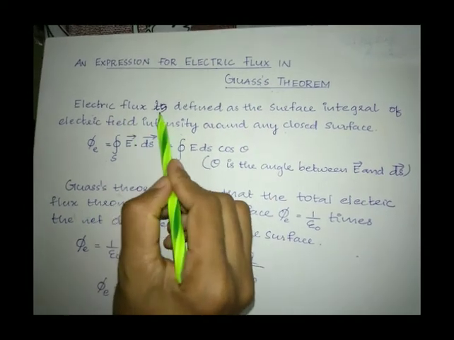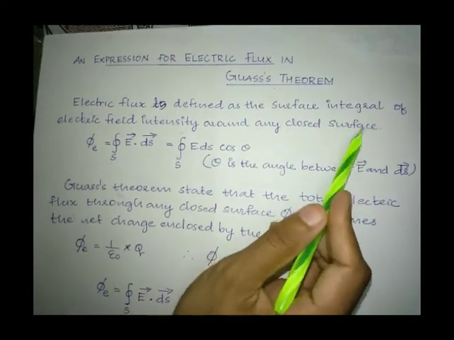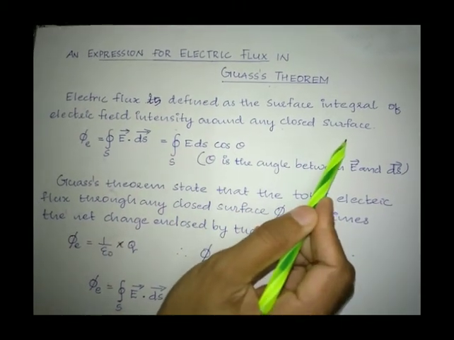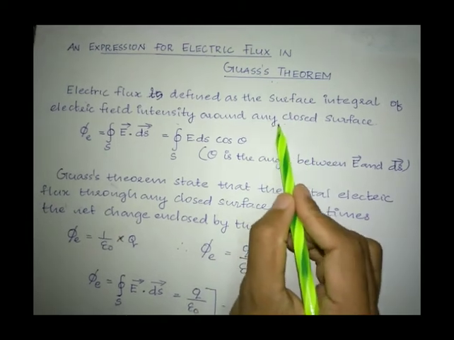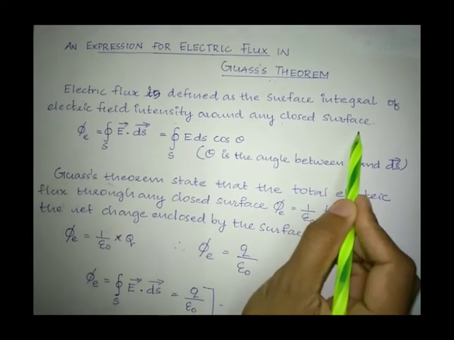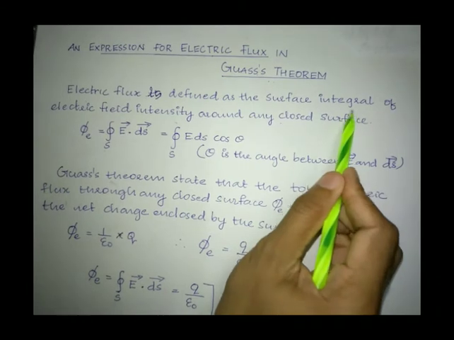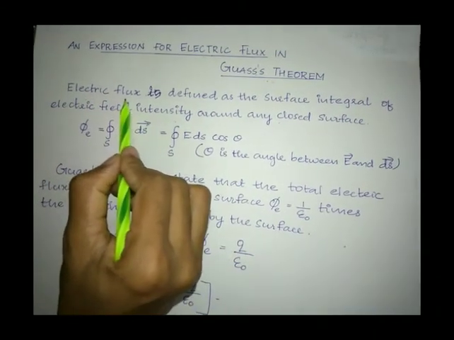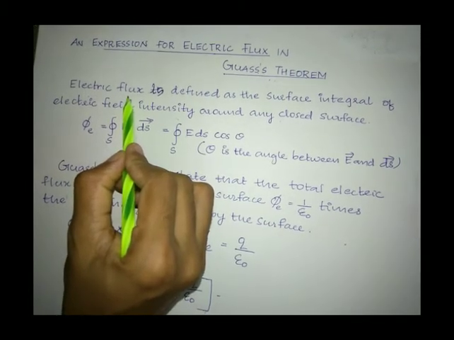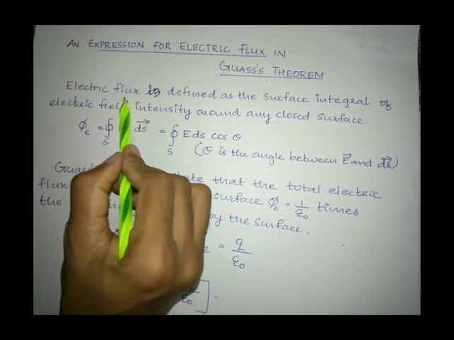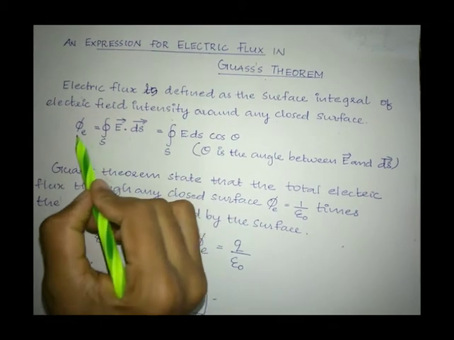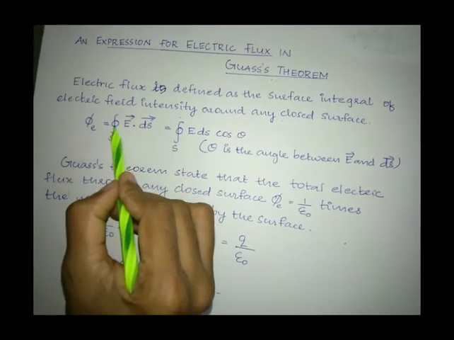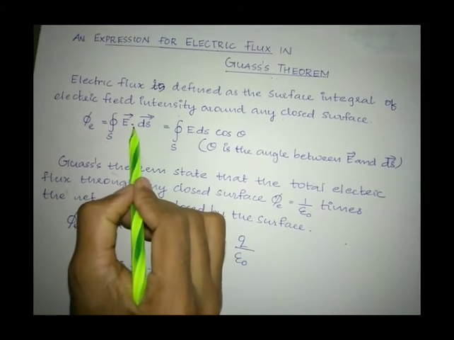Electric flux is defined as a surface integral of electric field intensity around any closed surface, which means we have to select a particular closed surface here, and the surface integral of electric field intensity is known as electric flux. How can we explain it mathematically? Electric flux, that is phi, is equal to the closed integral of the electric field intensity.